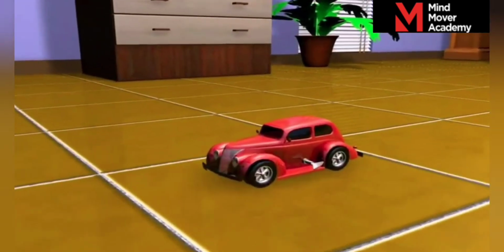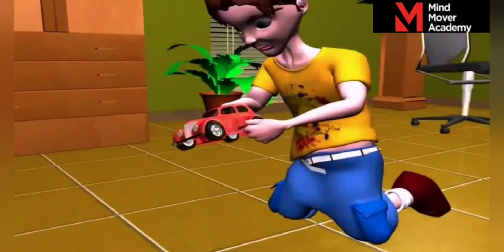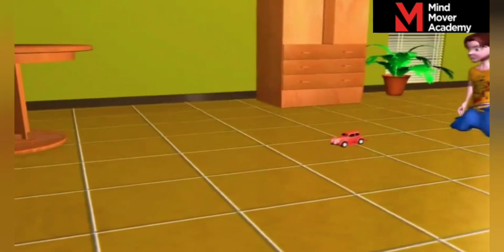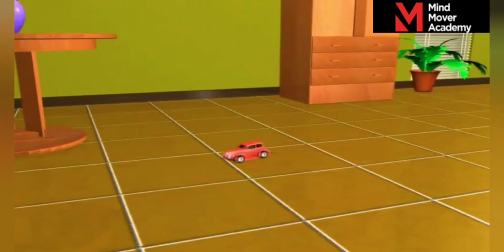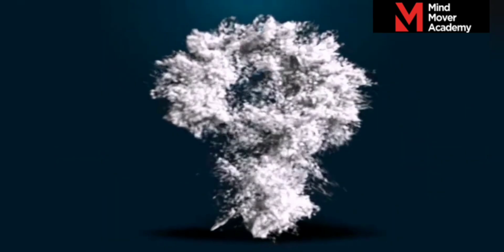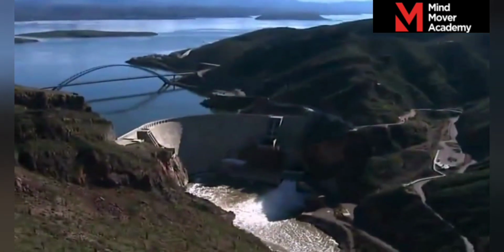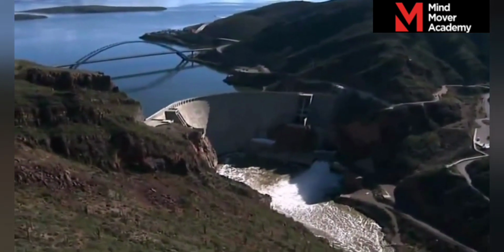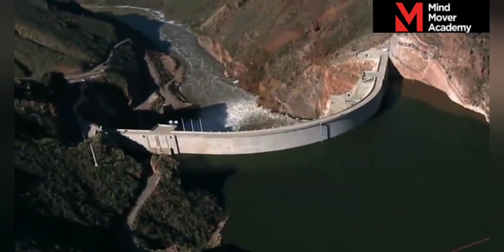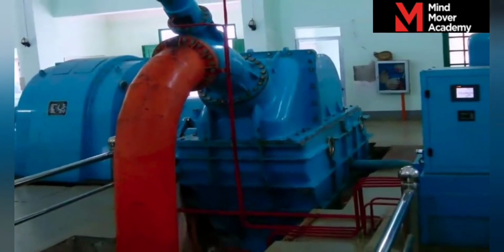Similarly, take a toy car. Wind it using its key. Place the car on the ground, and the car starts to move. Where does it get the energy from? Water stored in reservoirs at heights helps in generating electricity. From where does the water get the energy to move the turbines?